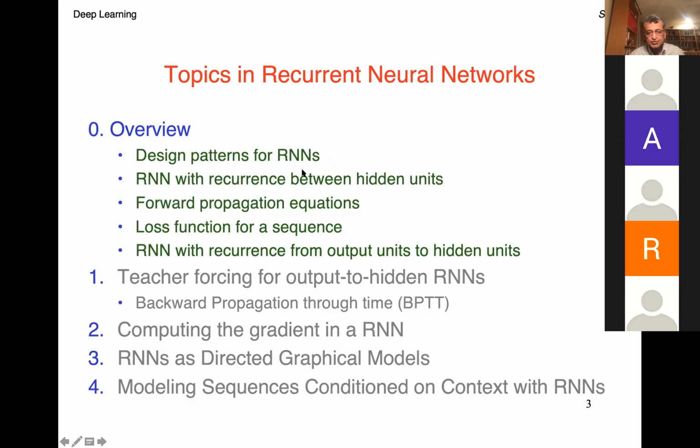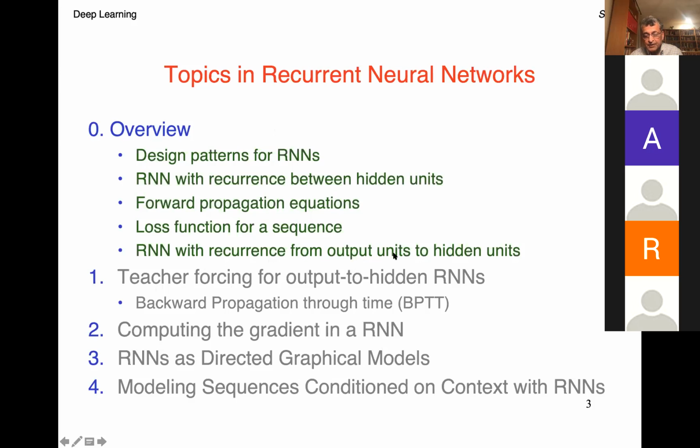And so those are design patterns. And then RNN with recurrence between hidden units, forward propagation equations. Yeah, if you want to learn about training these things, we need forward propagation, and then we need something about the loss function for a sequence, and RNN with the recurrence from output units to hidden units. That's the one I talked about, from output units to hidden units. So it's a different kind of design. It's a different design pattern than what we just saw. And training for that is interesting.